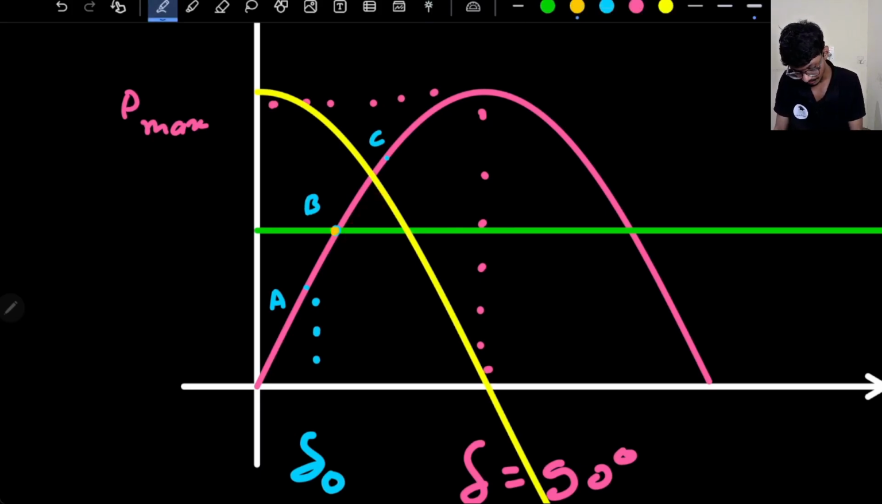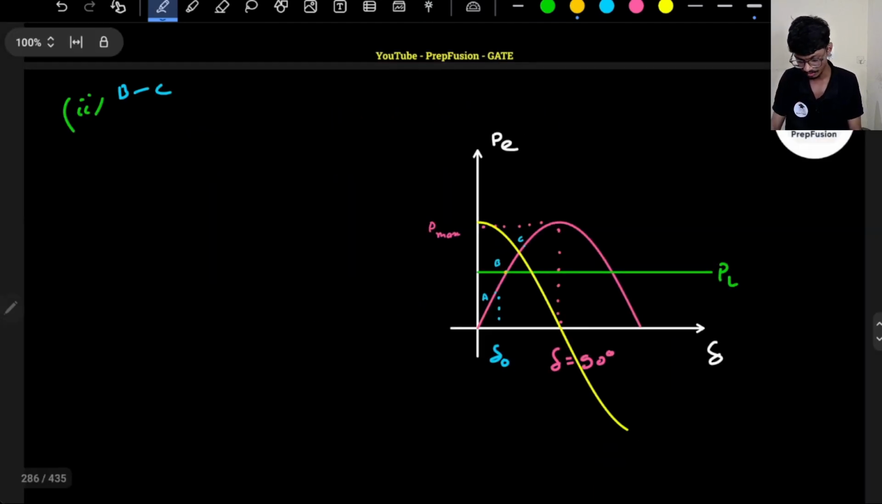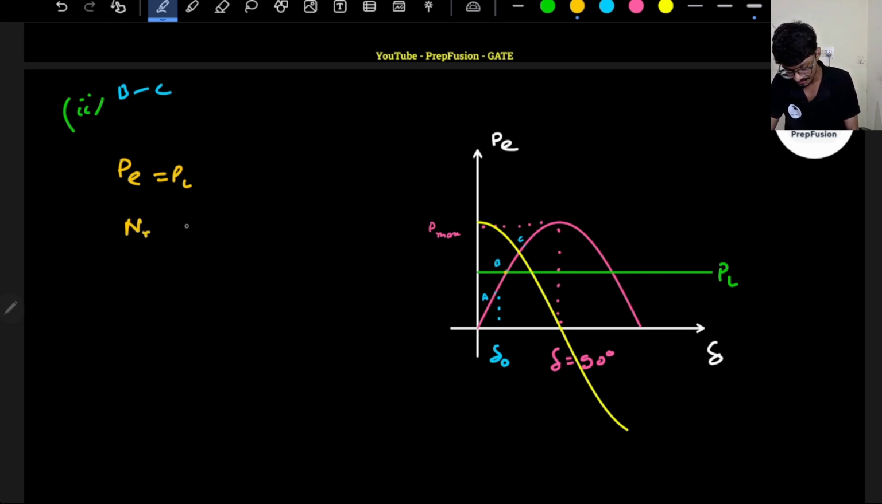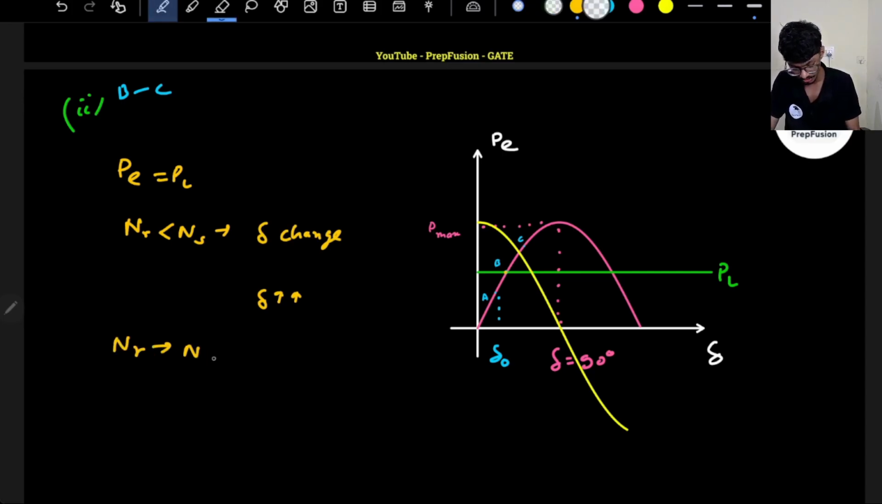Now if I am at this point, you will say it has reached steady state because PE is equal to PL. I will say no, it has not reached steady state because my NR is much lower than NS. So the delta angle will still change. Delta angle will increase, because NR will try to reach NS, so I need acceleration.